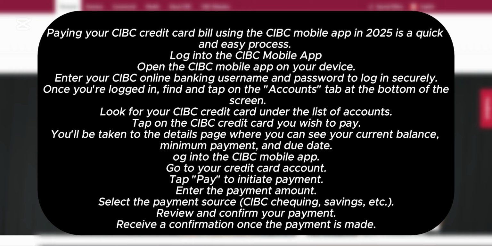Log into the CIBC mobile app. Go to your credit card account. Tap Pay to initiate payment. Enter the payment amount. Select the payment source, CIBC checking, savings, etc. Review and confirm your payment.